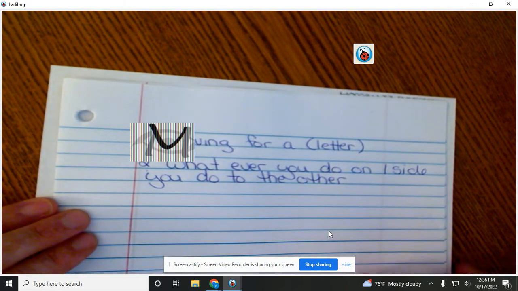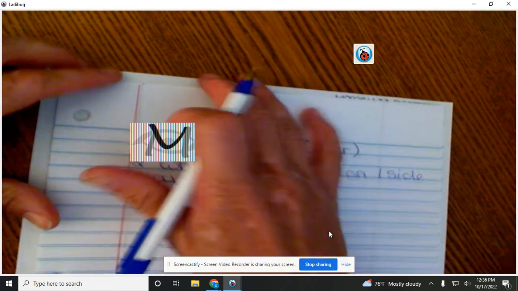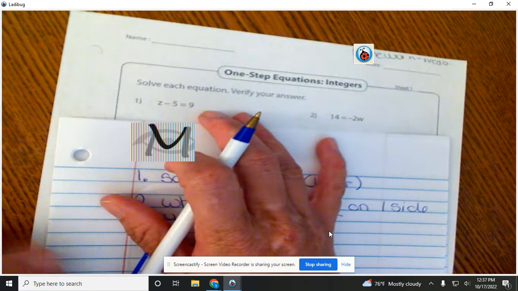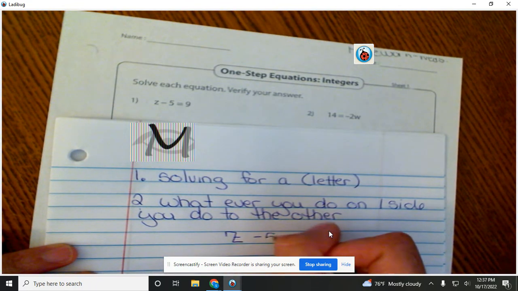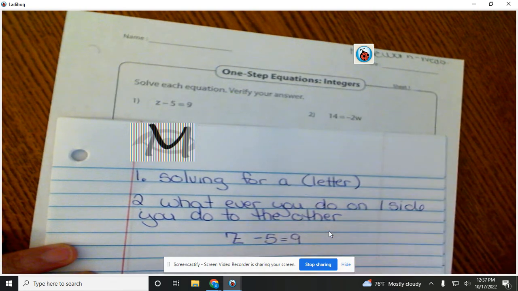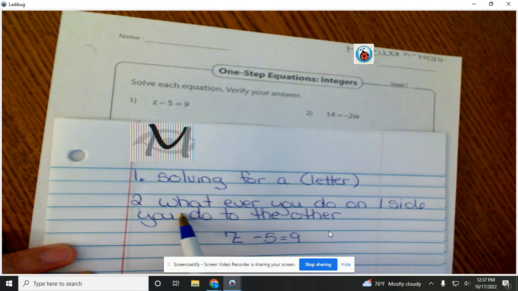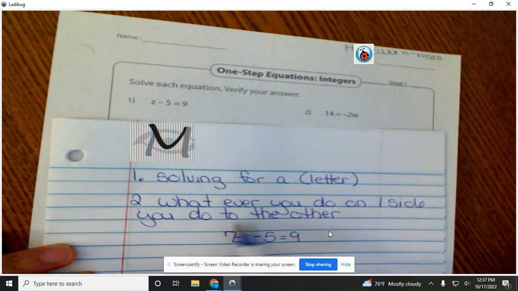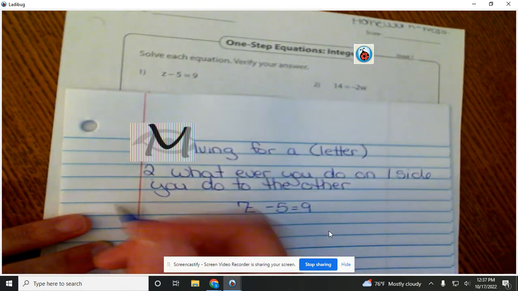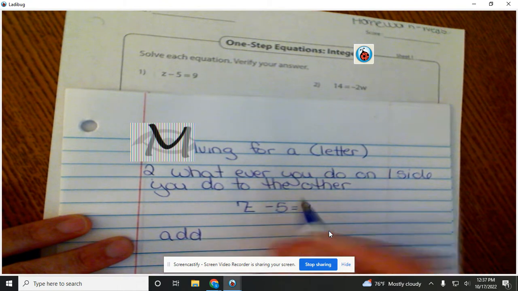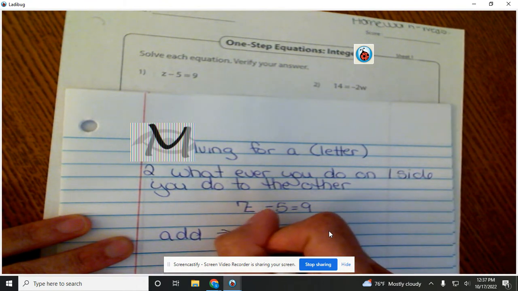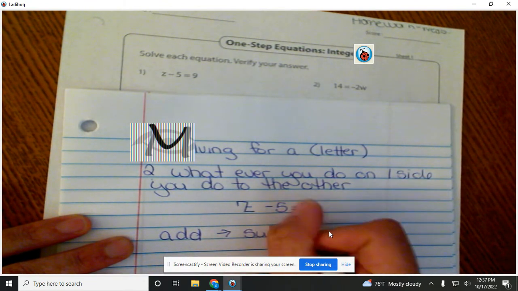So let's look, for example, at the one that we're going to eventually solve: z minus 5 equals 9. So you're asking, how do I solve for a letter? Whatever you do to one side, you have to do to the other. Well, what I mean is that we're talking about opposites, all right? So if you have addition on one side, that means ultimately you're going to subtract.